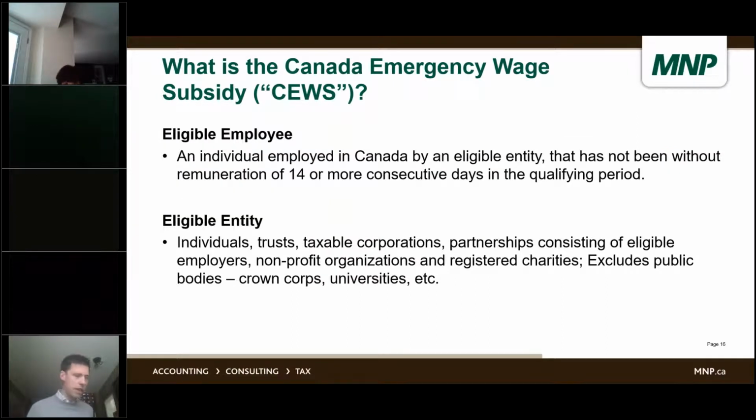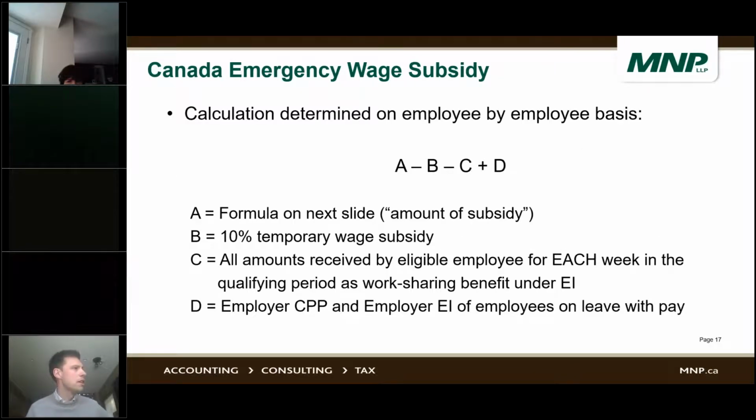So eligible employee is the first thing that you need to know, and that's an individual employed by your eligible entity which hasn't been without pay for more than 14 days. So that's somebody who's working for you or is on paid leave. And eligible entities pretty much includes any type of business. I won't get into that, but that's helpful that they did not restrict eligibility based on what type of entity you are.